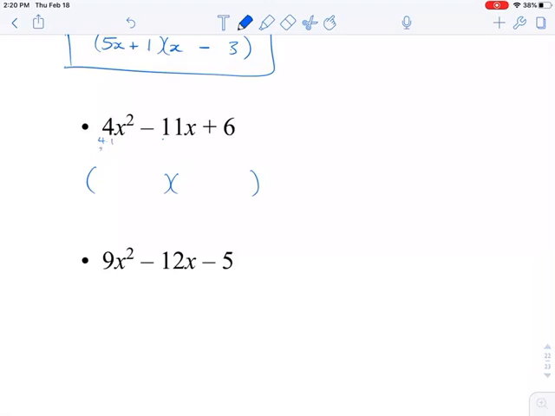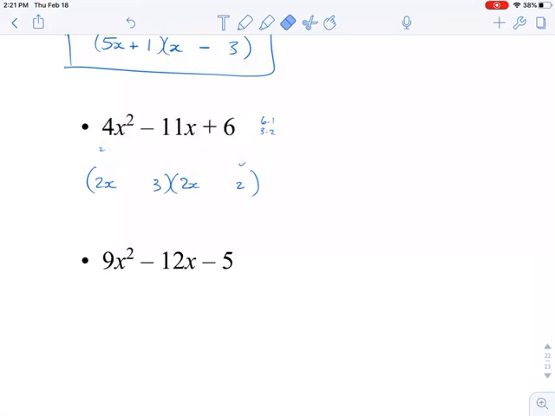Well, this could be 4 times 1 or 2 times 2. Let's use the 2x and 2x just to give it a go. 6 could be 6 and 1, 3 and 2. Use the ones that are closest together, so 3 and 2. So our outer product is going to be 4x. Our inner product is 6x. Well, 4x and 6x only get me to 10 at most, and I need 11. So that's probably not it.